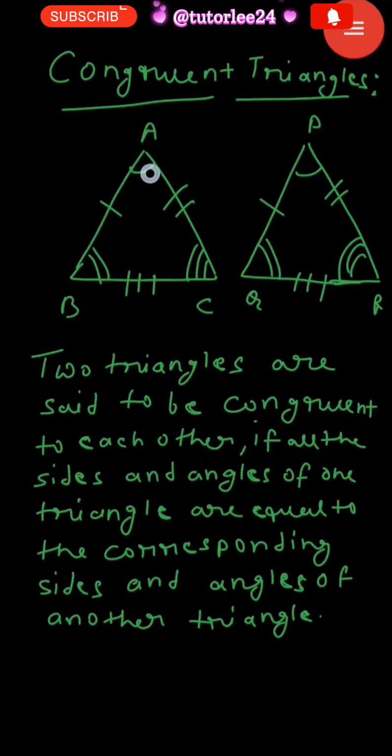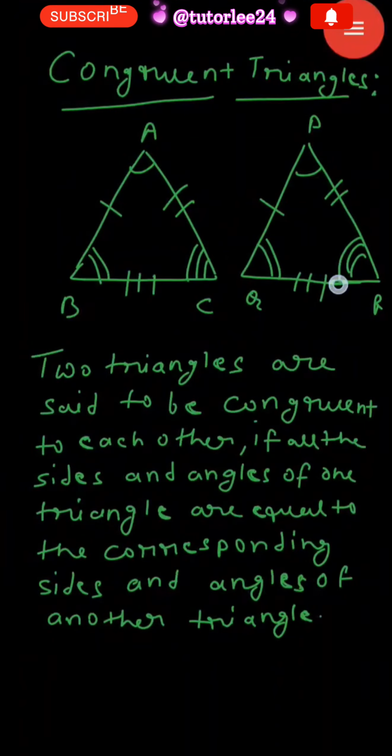Suppose in this, angle A and angle P are given equal. So corresponding to this, if these are the corresponding angles, their opposite sides are which? BC, and its opposite side is QR. So BC and QR also must be equal if they are congruent.